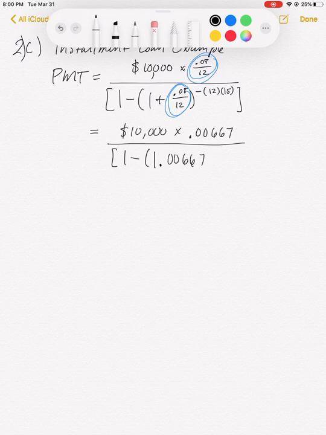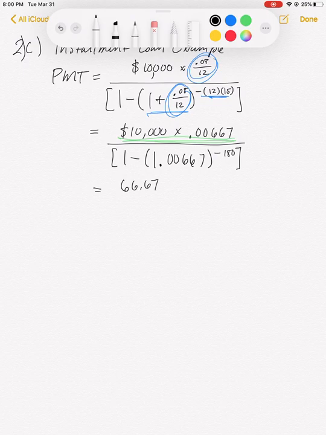1.00667, and I go ahead and multiply the 12 times the 15. So I add this here and I multiply this here, and 12 times 15 is 180. Okay, and I close that off. All right, the next step I usually do is this one right here, the 10,000 times 0.06667. Okay, and when I do that, I get 66.67.